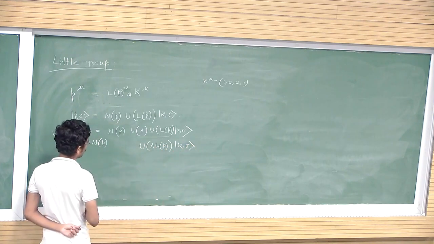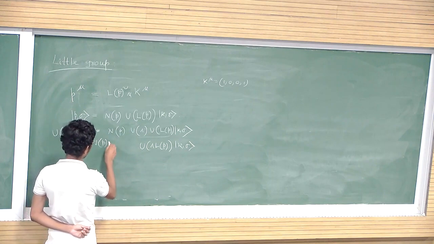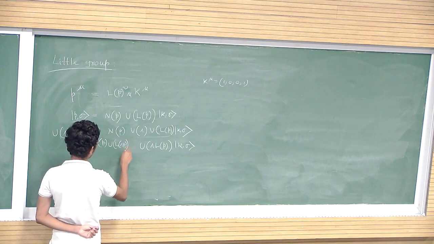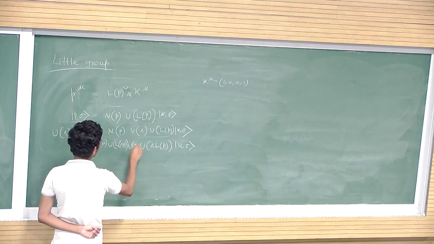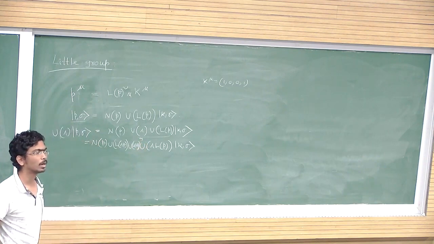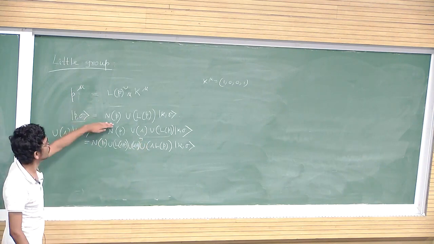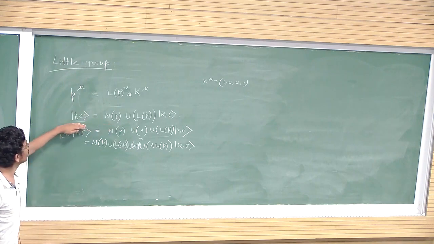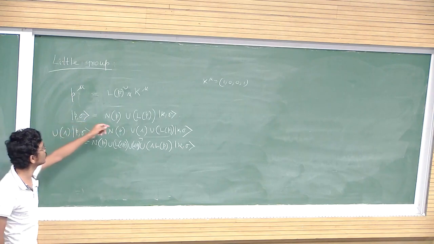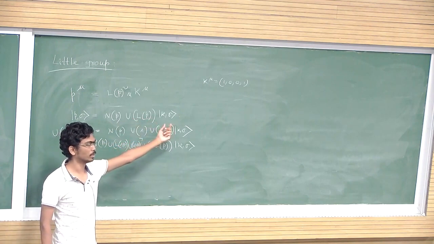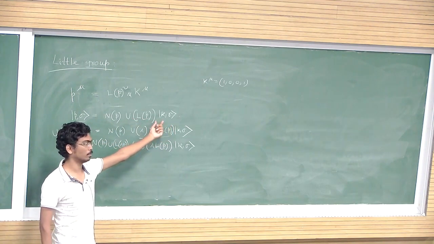Now what you can do is insert an identity operator, something like U(L(Λp)) U of L inverse. This is the definition of my one particle state. This is what you are asking, right? So this is a particular Lorentz transformation which is not changing my sigma label. It is only changing the four-momentum.